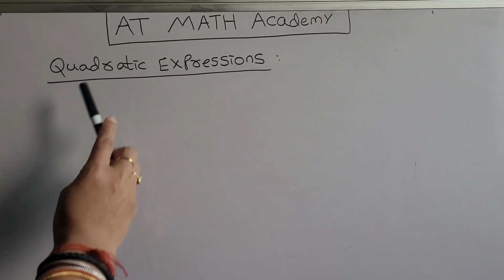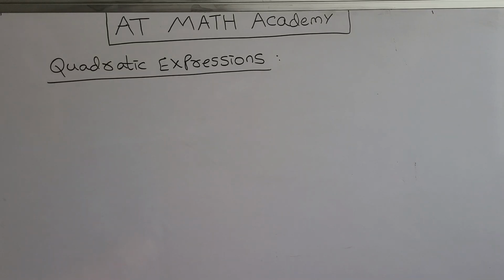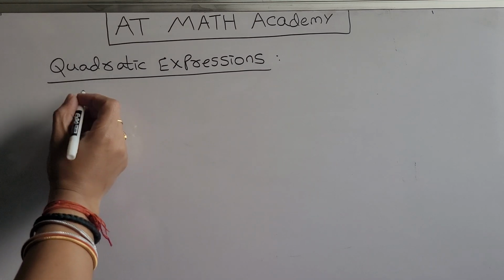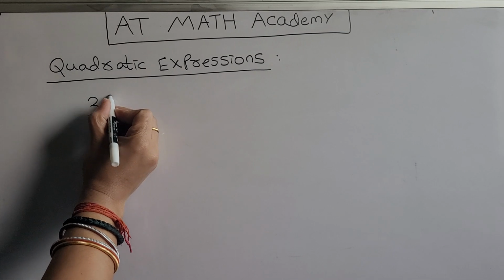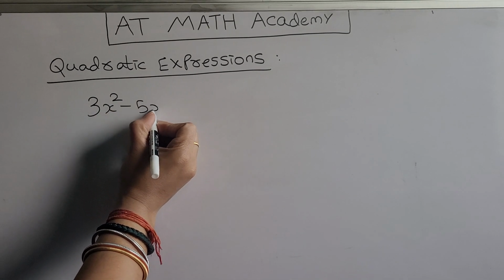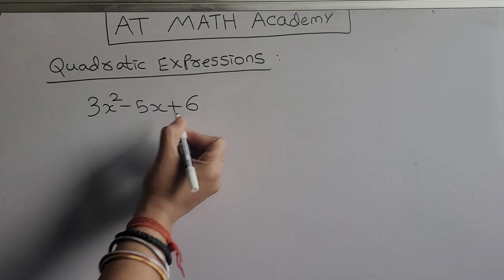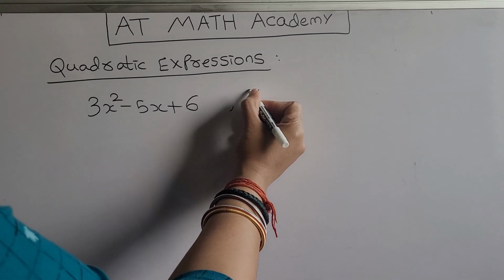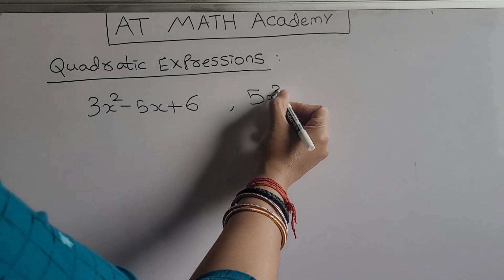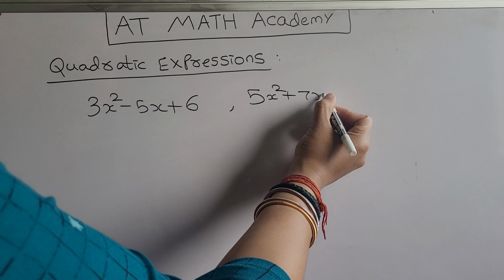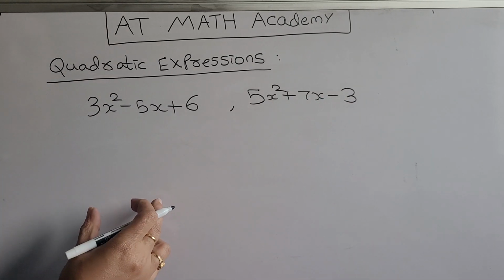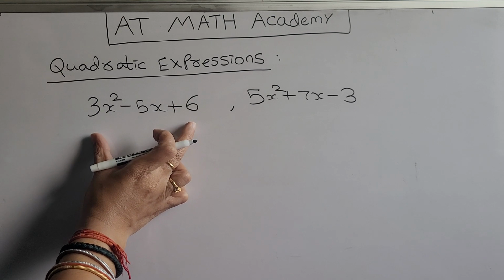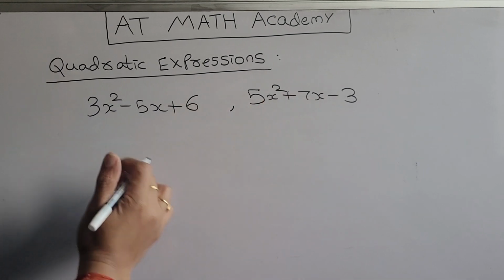The topic for today is quadratic expressions. I'm going to show you how to subtract two quadratic expressions. So I'm going to take 3x squared minus 5x plus 6 and 5x squared plus 7x minus 3. I'm going to subtract my first equation from this.